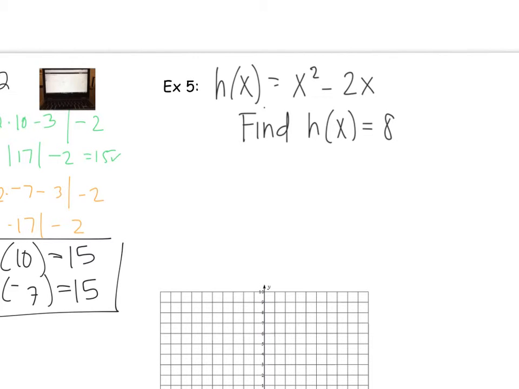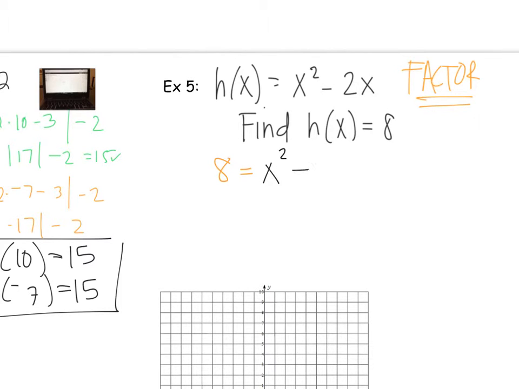All right, our next one is going to require us to remember factoring. Oh my goodness. Let's hope and pray that we remember how to factor. And if we need help with factoring, it's a great time to ask during our work in our teams. So h of x is equal to x squared minus 2x, and we are finding h of x equals 8, which means that y is 8.